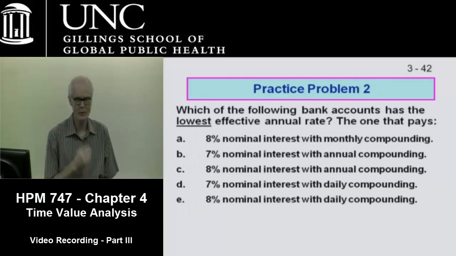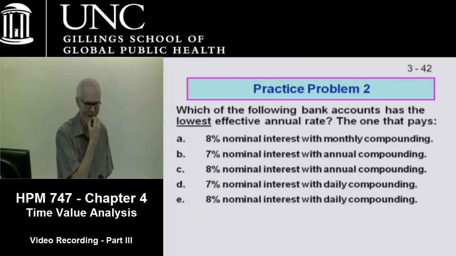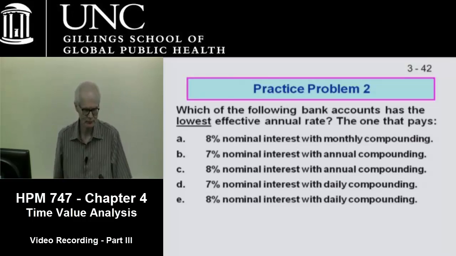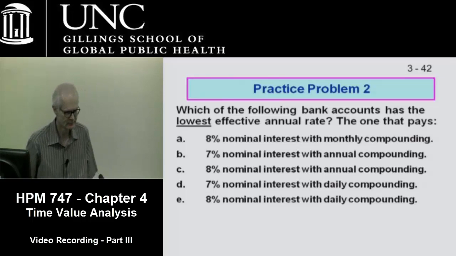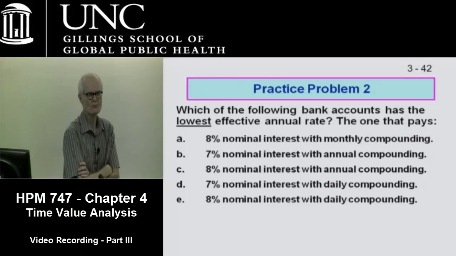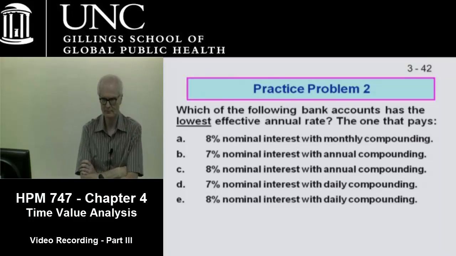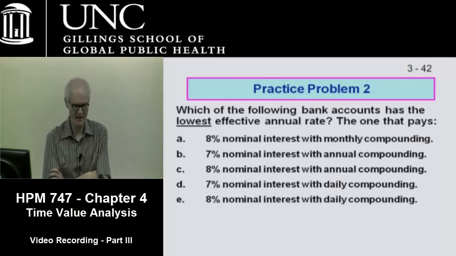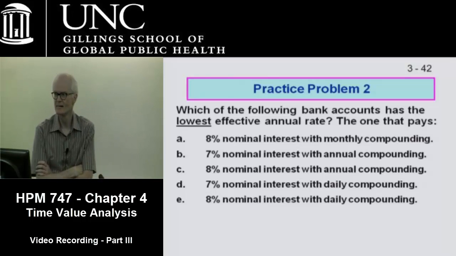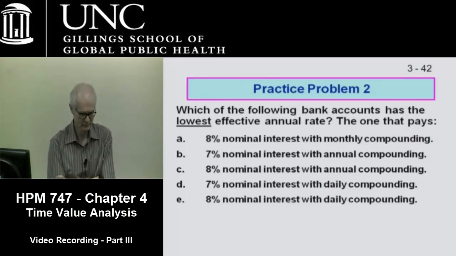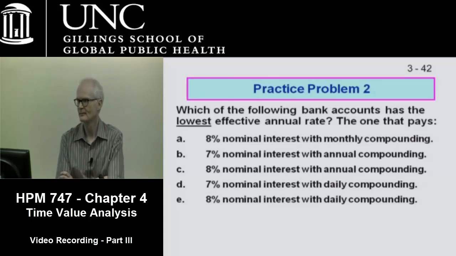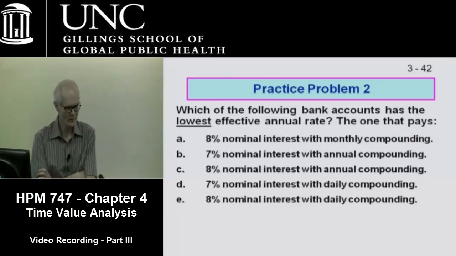Okay, so this is a tough question. He's right. Tell us how you got that. Well, annual compounding would be the lowest, because the more you compound it, the higher the rate goes. And since 7 is less than 8, pick 7. Exactly.